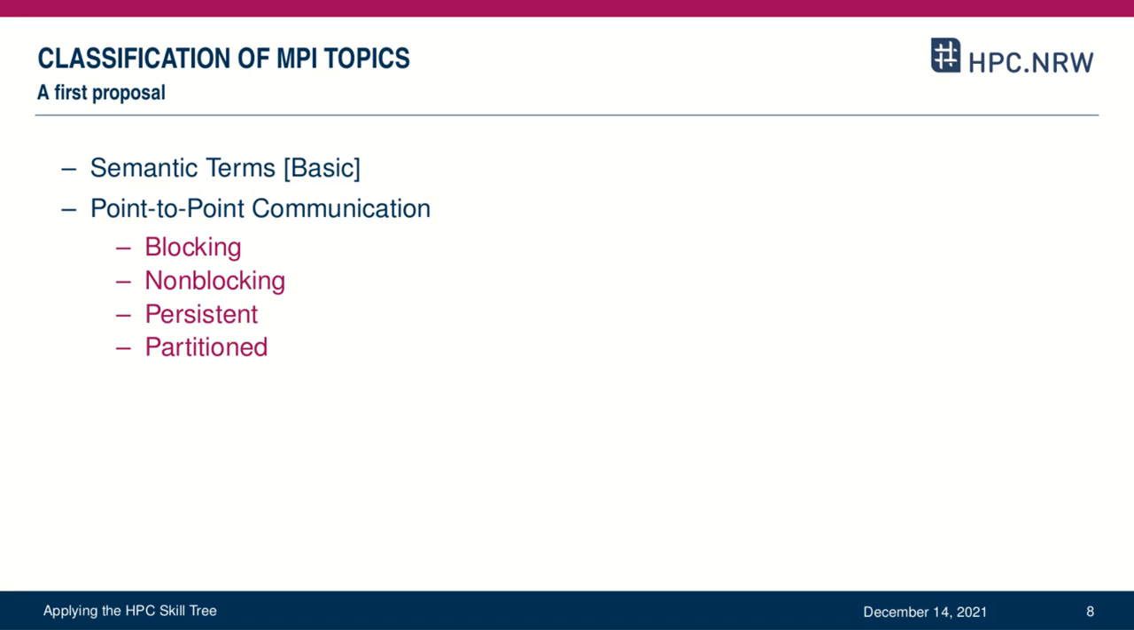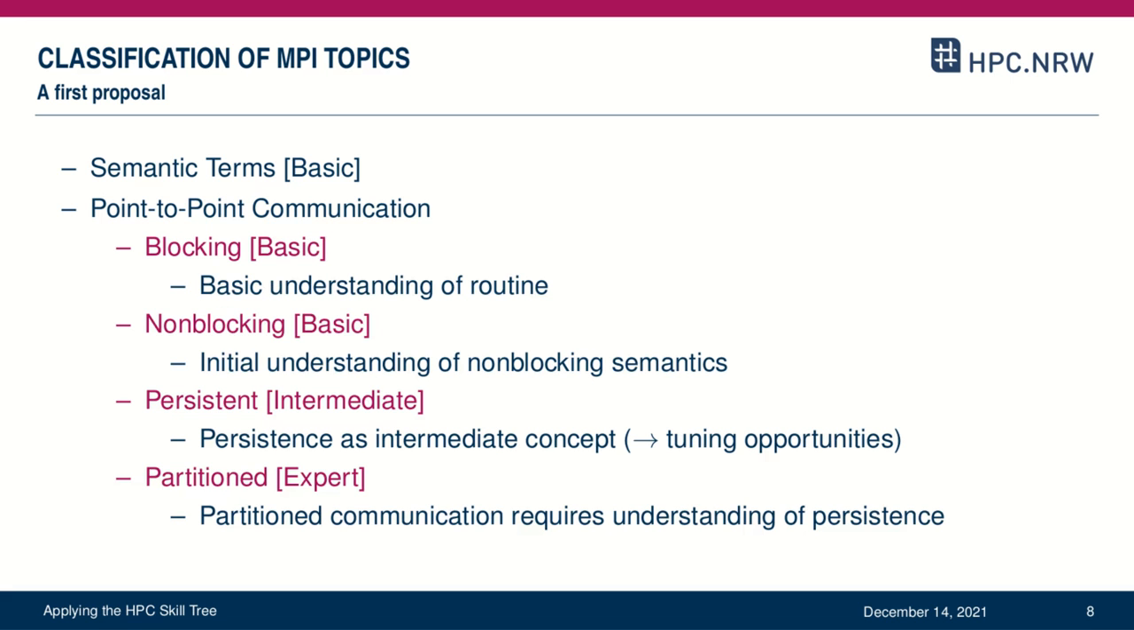And then we already said point-to-point communication is the basic building block of message passing. So that should be basic as well. But there are different kinds of point-to-point communication where you have blocking, non-blocking, which we already said should be part of the basic MPI building block. But then there's also persistent communication, which is kind of an extension of non-blocking. And with MPI 4.0, you now also have partitioned communication, which is an extension of persistent communication.